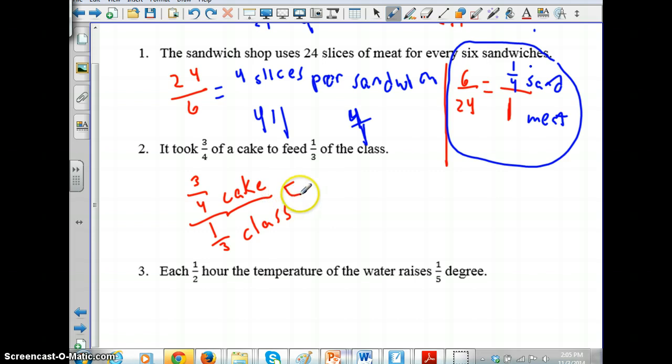We want to know, all right, if I want to feed the whole class, that's 1, the whole thing, how much cake do I need? And just like we did before, for the unit rate you divide. So we just divide, I know it's fractions, but you still just divide 3/4 divided by 1/3. And that equals 2 1/4. That actually is pretty useful information. Because you know, all right, if I have my whole class.